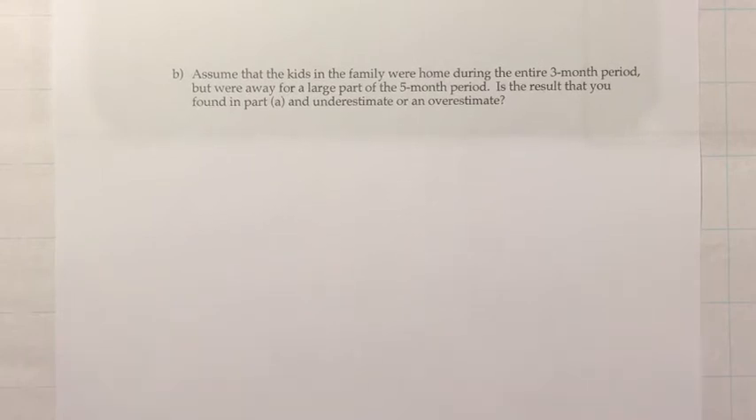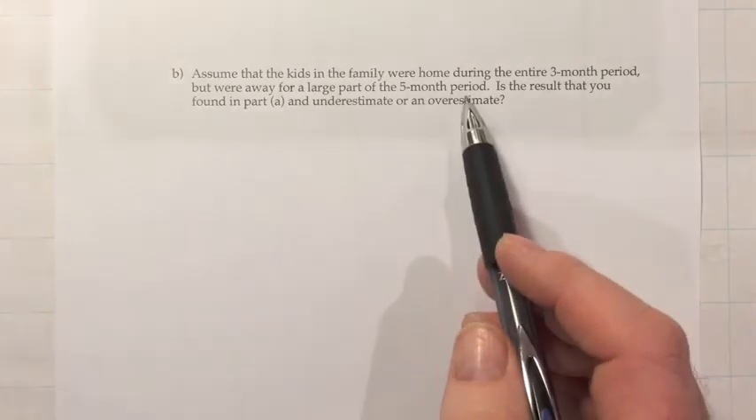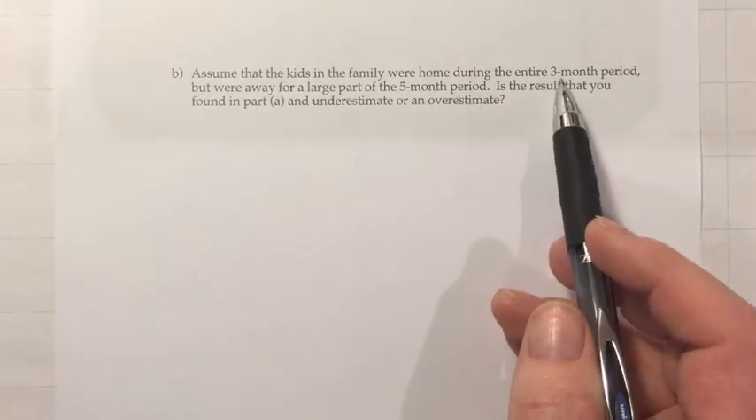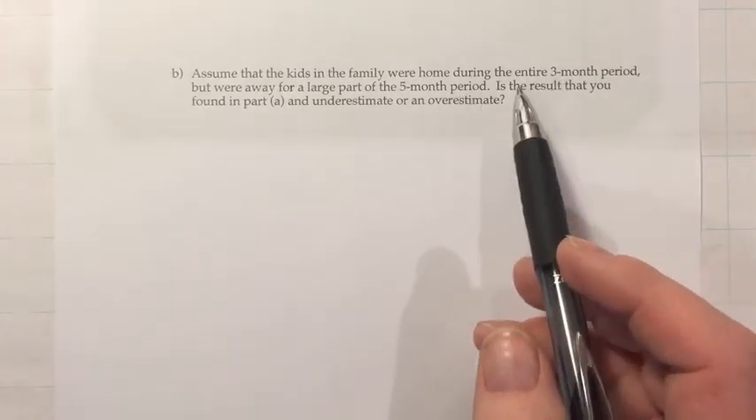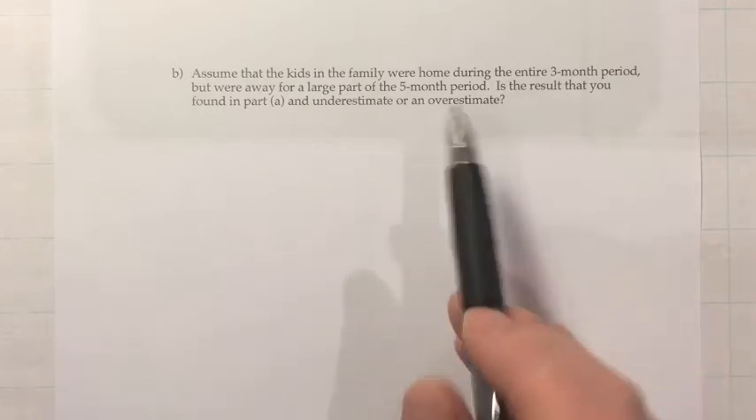So part B asks us about some possible changing conditions and how that would affect our answer. So assume that the kids in the family were home during the entire 3-month period, but were away for a large part of the 5-month period. Is the result you found in part A an underestimate or an overestimate? All right, so we'll just think this through. So maybe the 5-month period is the spring semester, and the 3 months is that they're coming home for summer, right? So we're trying to think how much money are we going to spend this summer?